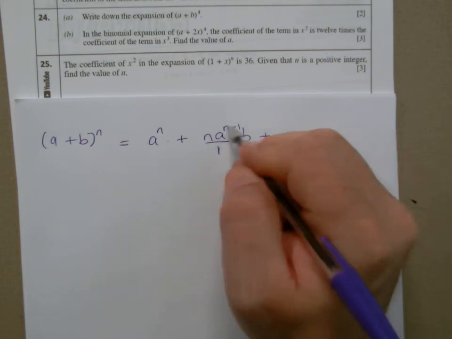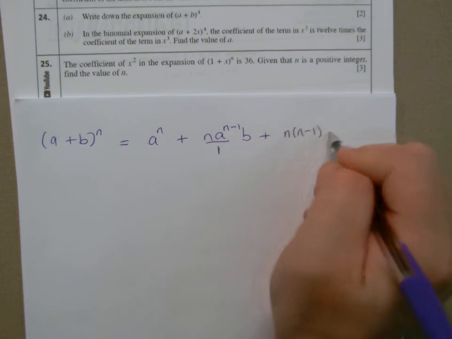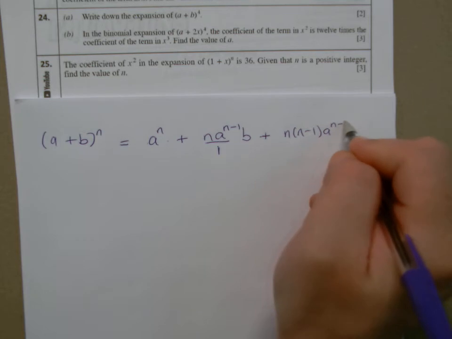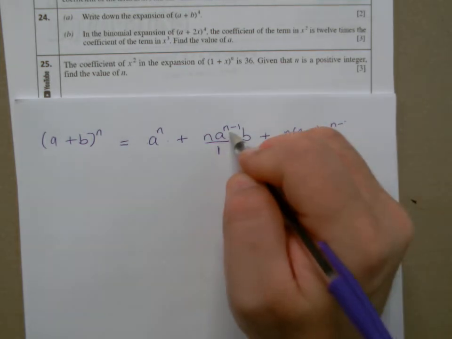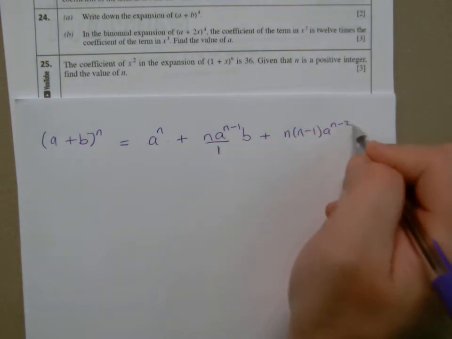And then on the next term, to get the coefficient, again you need to think about bringing that power down. So we'll have n minus 1, and remember you reduce the power of a by 1 again, so that becomes 1 less than this. If I take away another one, it'll be n minus 2, and you increase the b's, so it'll be b squared.